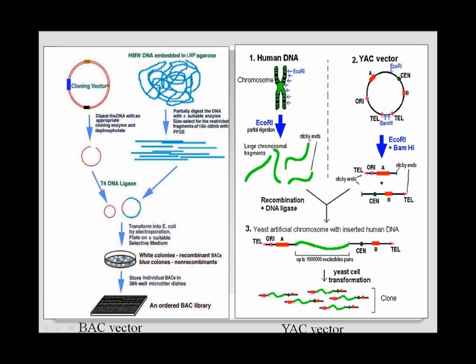I will be talking about the yeast artificial chromosome. First, the YAC vector is cut by two enzymes to become two fragments. Then the desired human DNA is cut by the restriction enzyme to become large chromosomal fragments. Then these two are combined together by recombination and DNA ligase. Next, the YAC will have the inserted human DNA. The YAC is then put into the cell by transformation for further cloning.